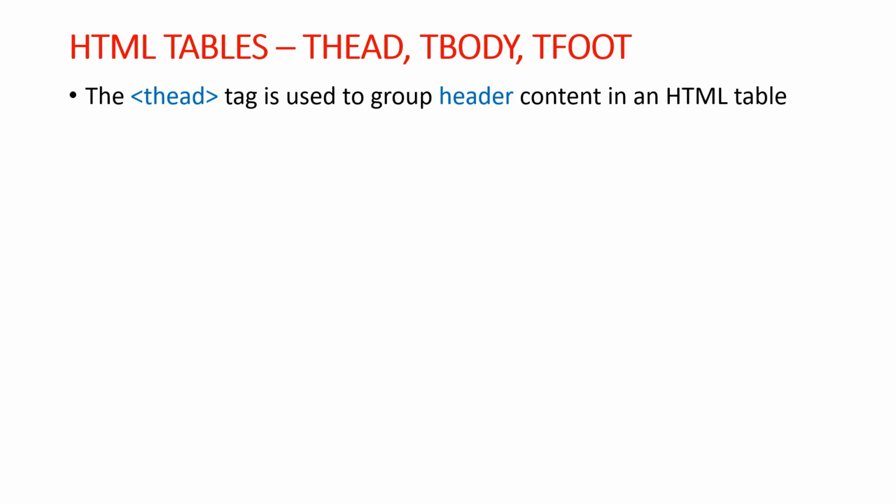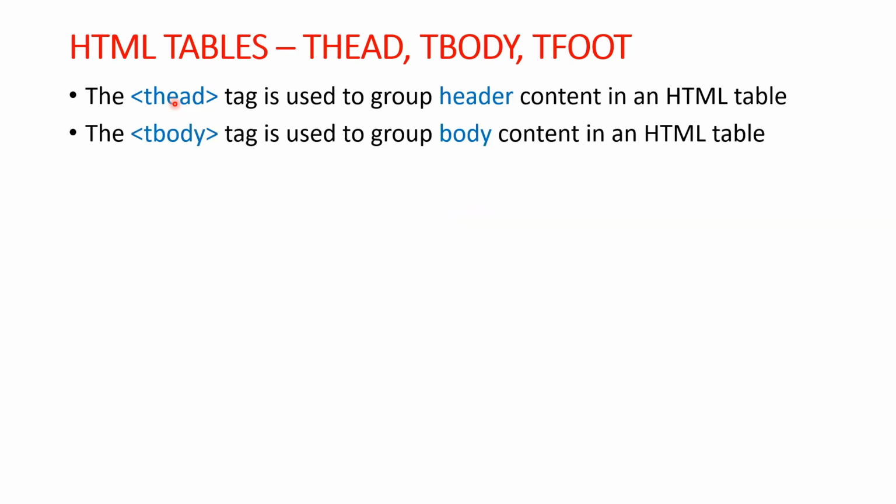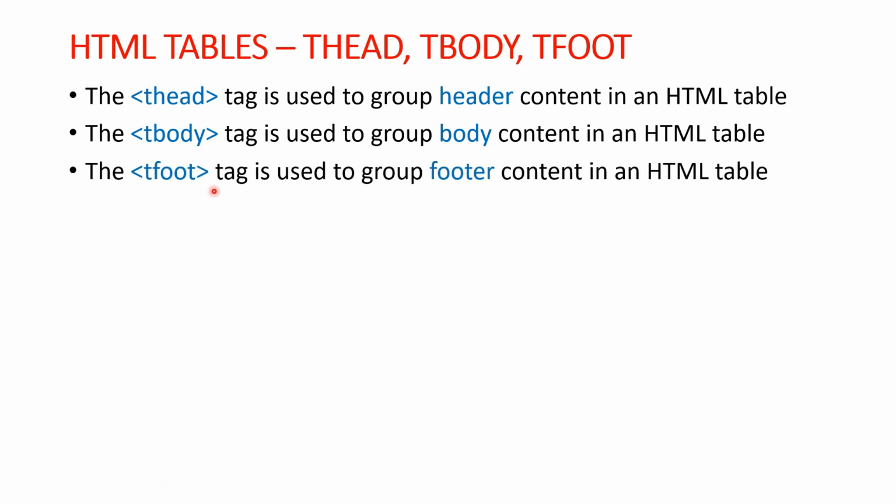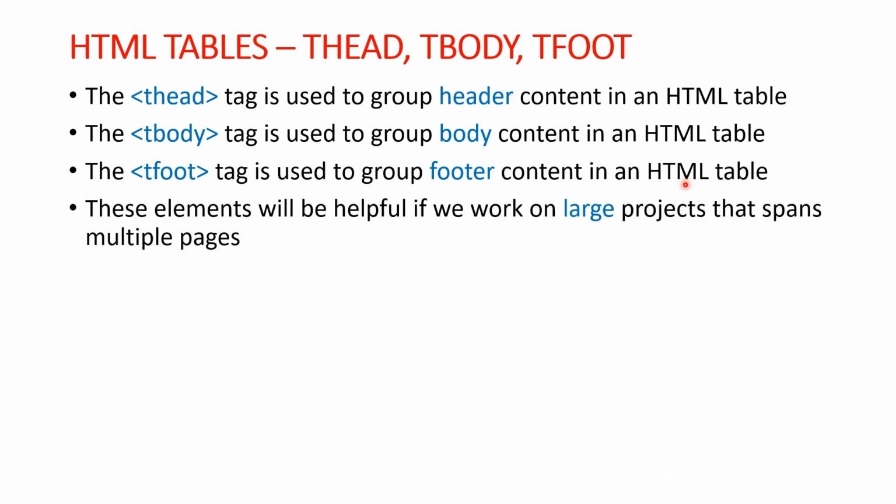Next we will see what is thead, tbody and tfoot tags. First we will start with thead tag. The thead tag is used to group the header content in the HTML table. The tbody tag is used to group the body content in the HTML table. The tfoot tag is used to group the footer content in the HTML table. These tags will be helpful if you work on the larger projects. These tags should have at least one tr tag inside.